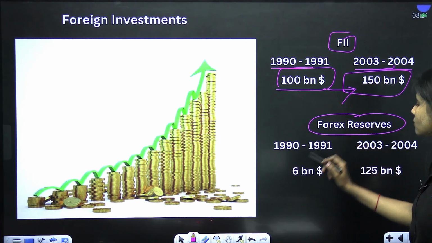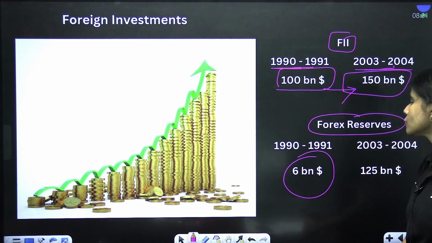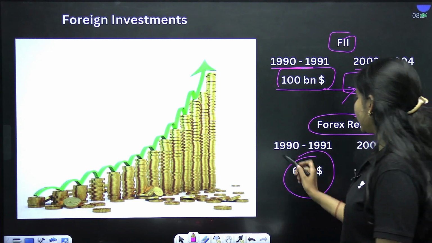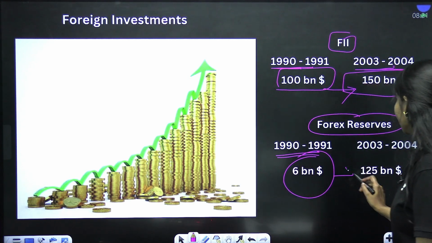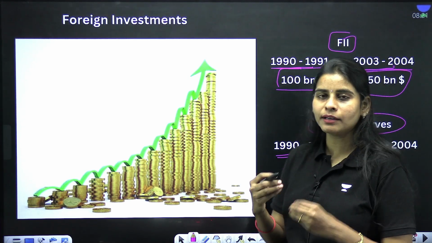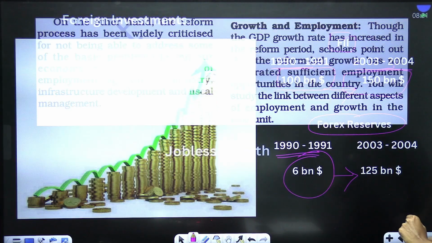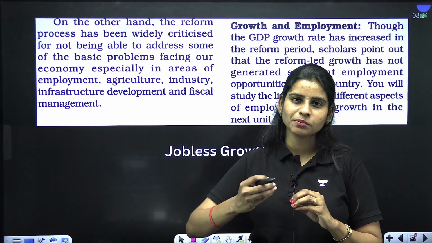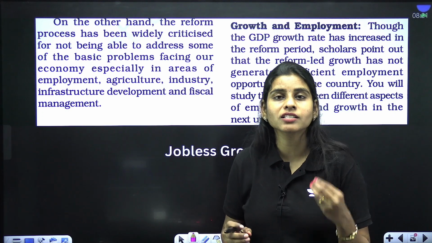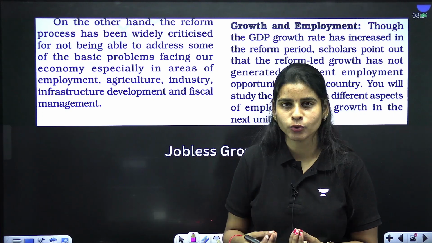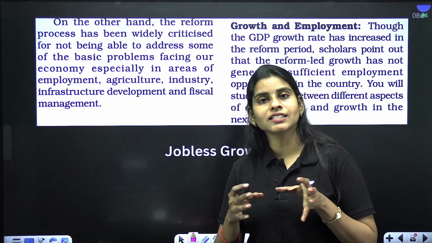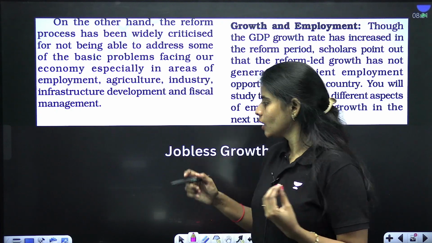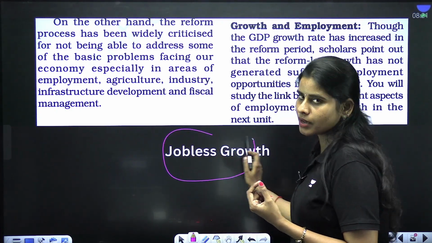Talking about the forex reserves, we had $6 billion of forex reserves with us in 1990 to 91, which again increased to $125 billion. Yeah, fine. And then moving on, although India was able to have increased GDP, it was not able to generate a sufficient number of employment opportunities, and that has resulted in a condition of jobless growth, about which we will be studying in the coming lecture.